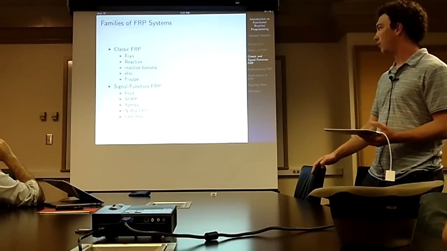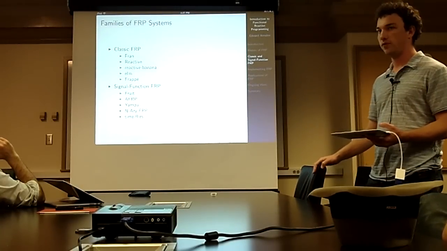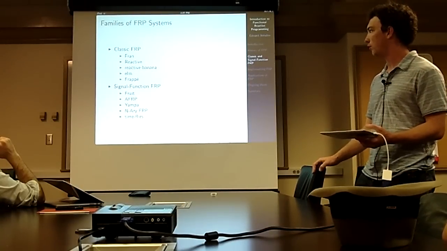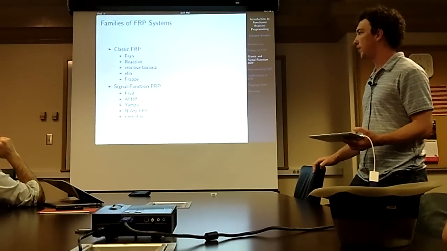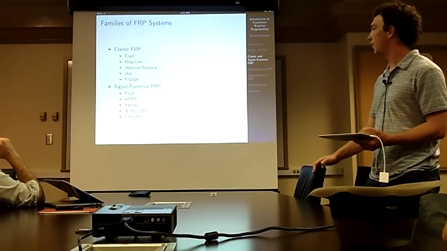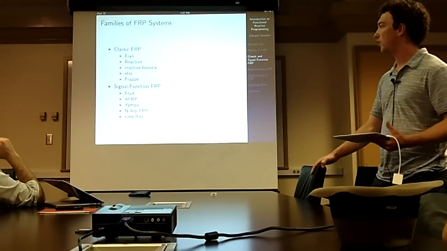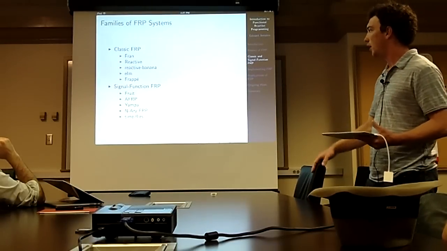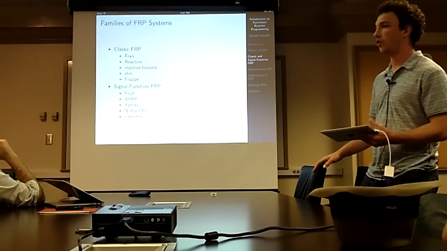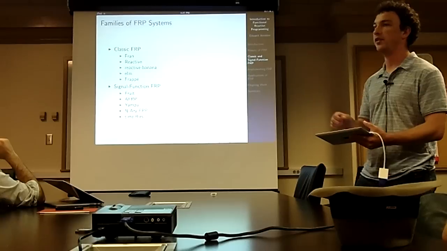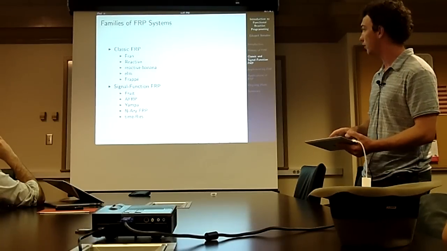So in terms of signal function FRP, you have Fruit, which is a functional reactive user interface toolkit, AFRP, which is sort of a generalization of that system into a general FRP system, Yampa, which, as I mentioned, is an optimized AFRP, N-ary FRP is Neil Sculthorpe's embedding in Agda, and Time Flies is my new push-based signal function FRP system.